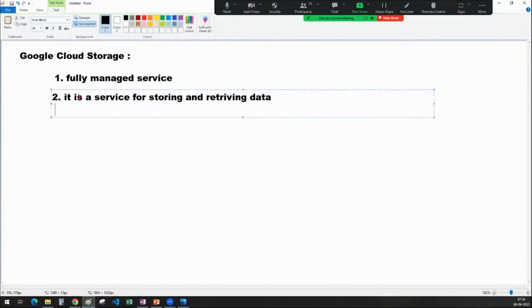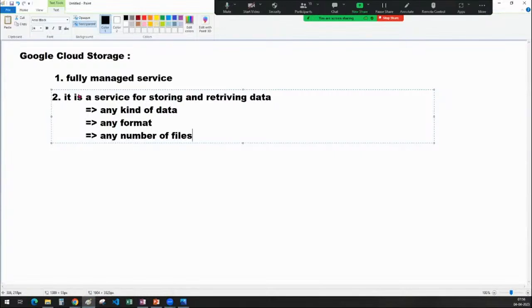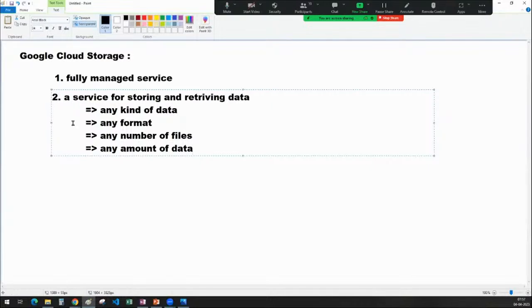Sir, what kind of data can I store here? Sir, what format of data can I store here? Sir, how many files can I store here? Okay. Sir, how much data can I store here? Okay. So, sir, it is a fully managed service. It is a service, I would say, for storing and retrieving the data.